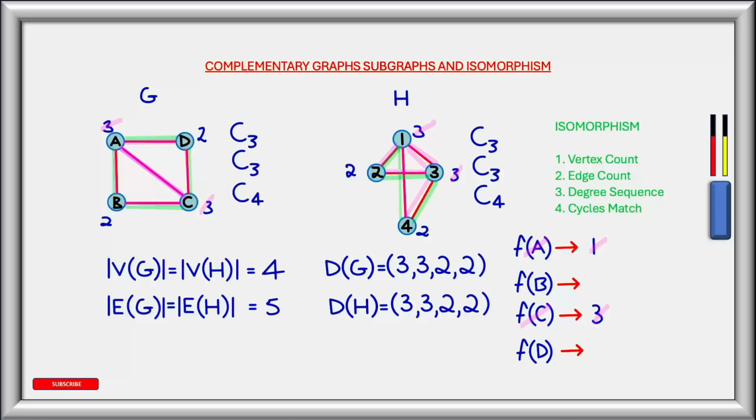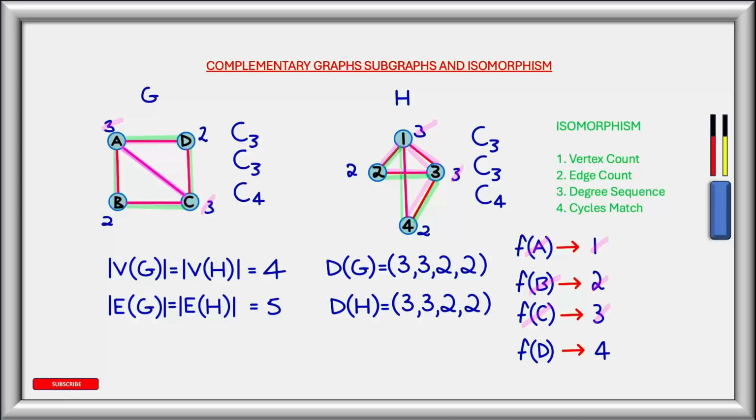In graph H, vertex 2 is connected to vertex 1 and 3. And so we can map vertex B in graph G to vertex 2 in graph H. And in graph G, vertex D is connected to vertex A and C. In graph H, vertex 4 is connected to vertex 1 and 3. And so we can map vertex D to vertex 4.